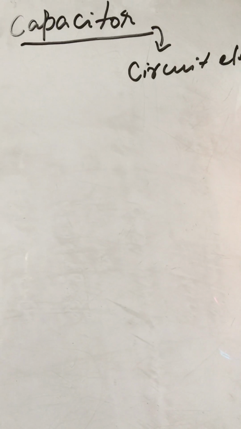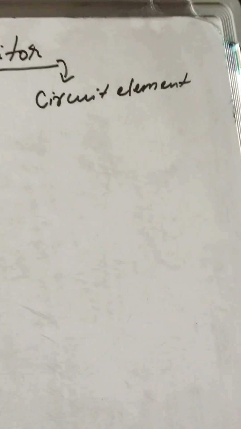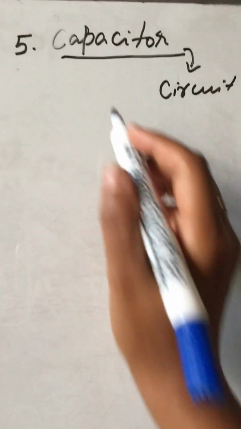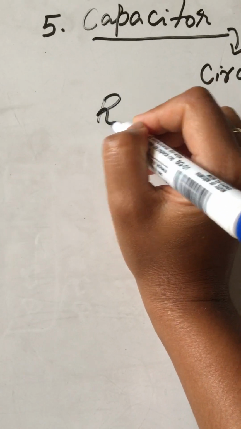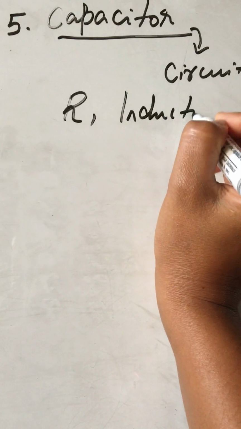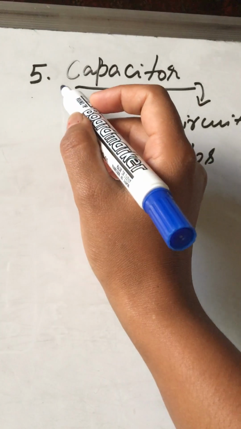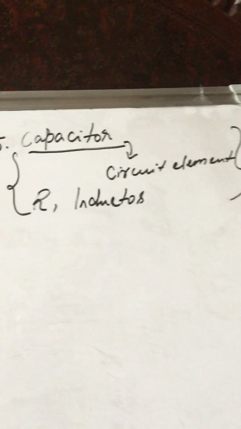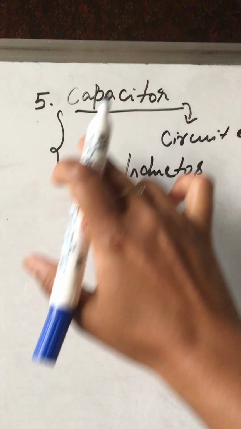In unit number 9 you are going to learn about other circuit elements also. In class 10 you had learned about the resistor, right? Resistor, inductor, capacitor. These are the circuit elements. In the manufacturing of devices, of circuits, these are used.